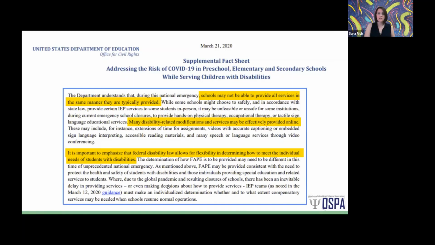The one thing that I did see is from the March 21st meeting from, again, the Office of Civil Rights, or the March 21st letter, said that schools may not be able to provide all services in the same manner that they are typically provided, which I think is really helpful to know. Like, they're not expecting you to completely replicate what the child was having in school. And many disability-related modifications and services may be provided online. So, we can provide things online if it's available, feasible, needed. And it's also important to allow that there's some flexibility in determining how to meet those students' needs with disabilities. So again, we're all trying to do our best with the information we have.